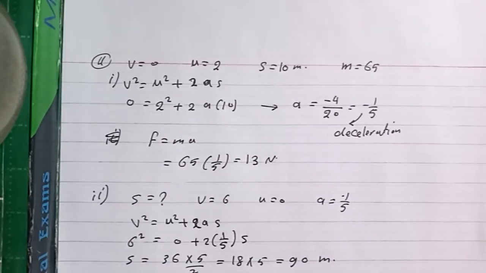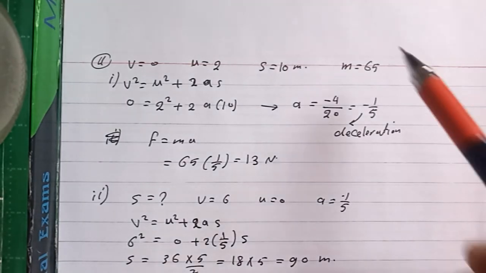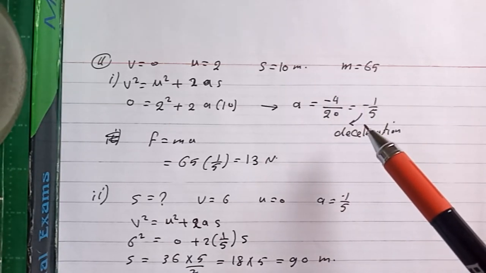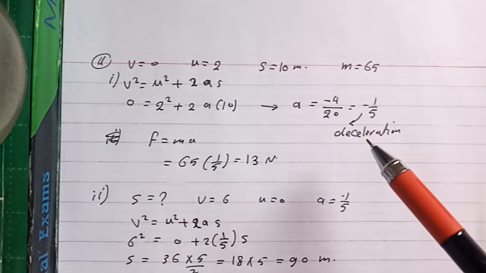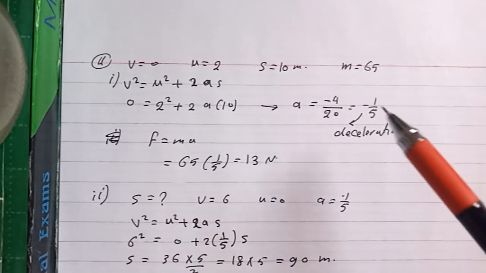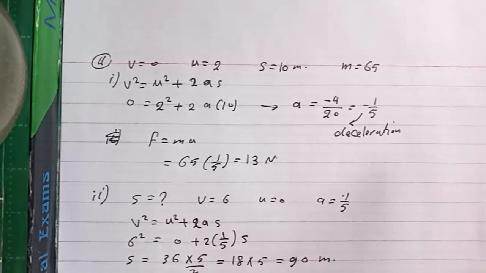Question number 4. An ice skater of mass 65, m equals 65, is initially moving with a speed of 2 meters per second, meaning u equals 2, and glides to a halt. Halt means to stop, meaning v equals 0, the final velocity, over a distance of 10 meters, meaning s equals 10 meters. Calculate the size of the resistance force, meaning the force.